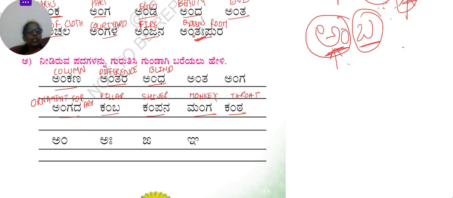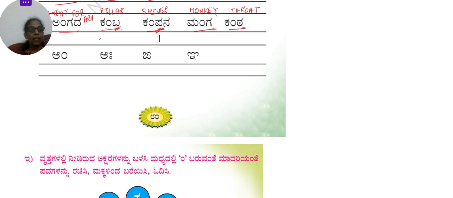Kamba. See here, this ba has come here, so you have to pronounce this as kam, not kan. Kamba is pillar. Kampana. Again, see pa. When you're pronouncing pa, your lips are touching one another. So you will not read this as kanpana. We will say it as kampana. Kampana means to shiver. Manga. Manga is a monkey. Kantha. Kantha is your throat. So this is page 80.